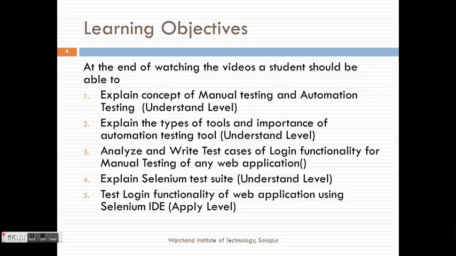We want students to analyze and write test cases. In short, we want students to have the skill to write their own automation testing scripts, and to get oriented with the Selenium testing tool. In the end, we expect a student to successfully test a small web functionality, like logging into a web application, using Selenium IDE. Objective number 5 focuses on the apply level of Bloom's taxonomy.